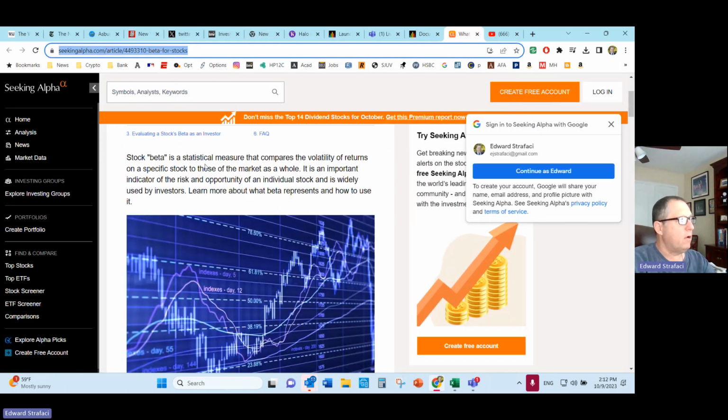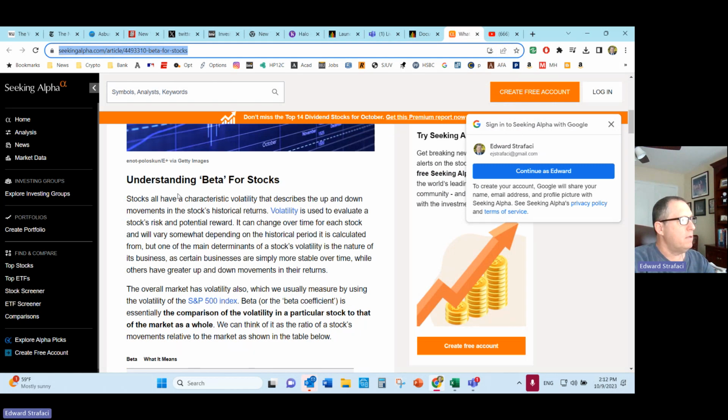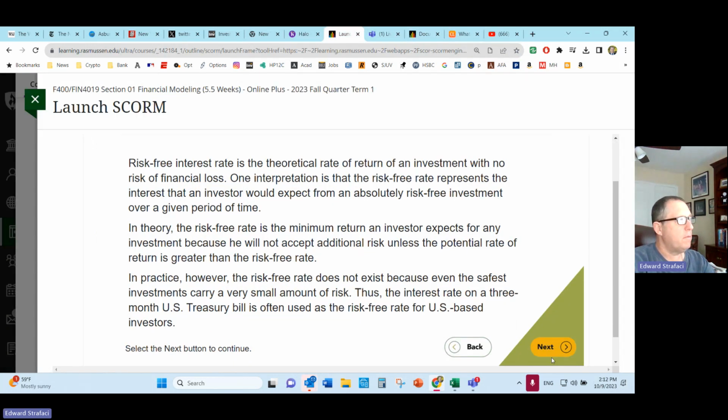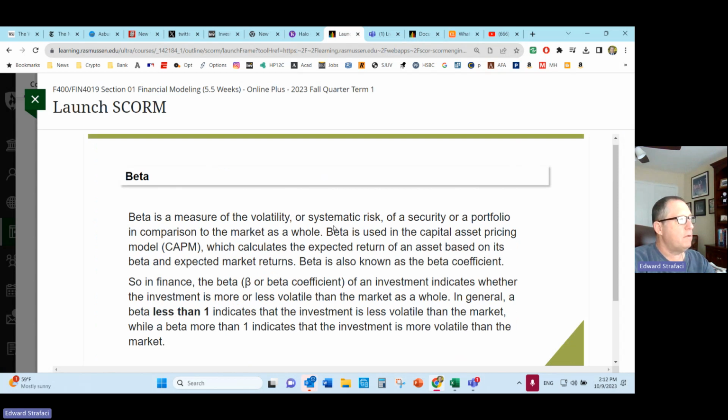And then I gave you this thing on beta. What is beta? Let's get back to that in a minute. I think that's really important for us to talk about. Beta is a measure of the volatility or the systematic risk of a security or portfolio in comparison to the market as a whole. Beta is used in the CAPM.